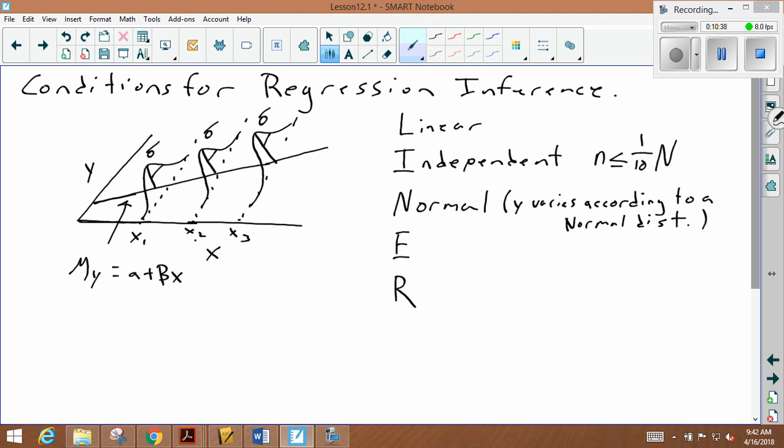And again, that's what the picture tells us. All right. This is a weird one. Equal standard deviation. So this is different.